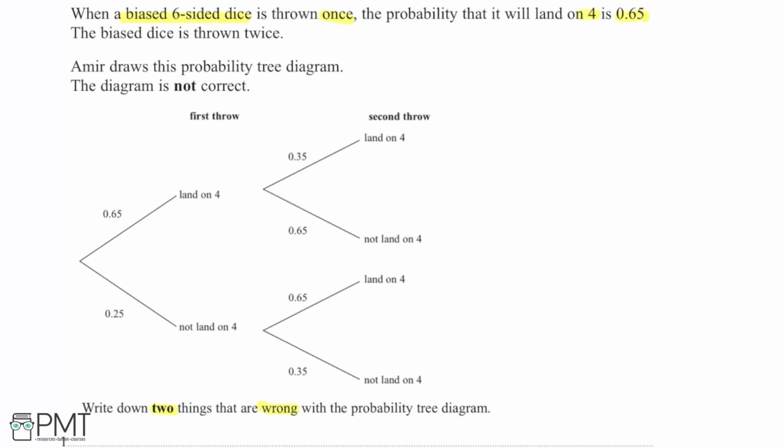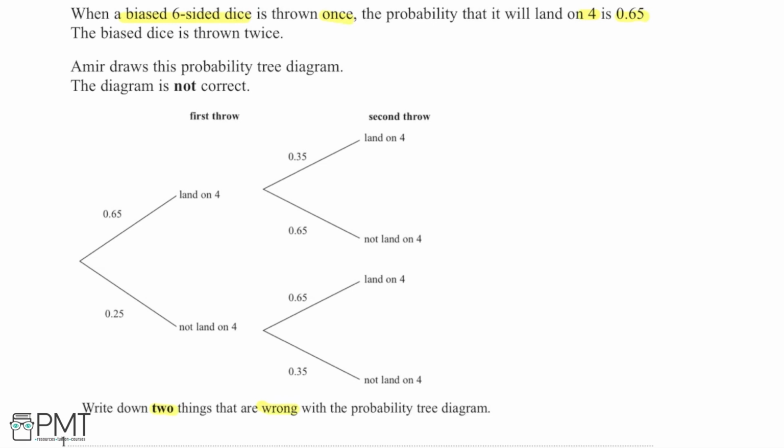probability tree diagram. So, especially when it comes to tree diagrams, I feel like a good place to start is going to be looking at what the probabilities sum to. So in each branch, on each throw, the probability of it landing on a 4 and not landing on a 4 need to sum to 1, as these are the only two outcomes that can happen.